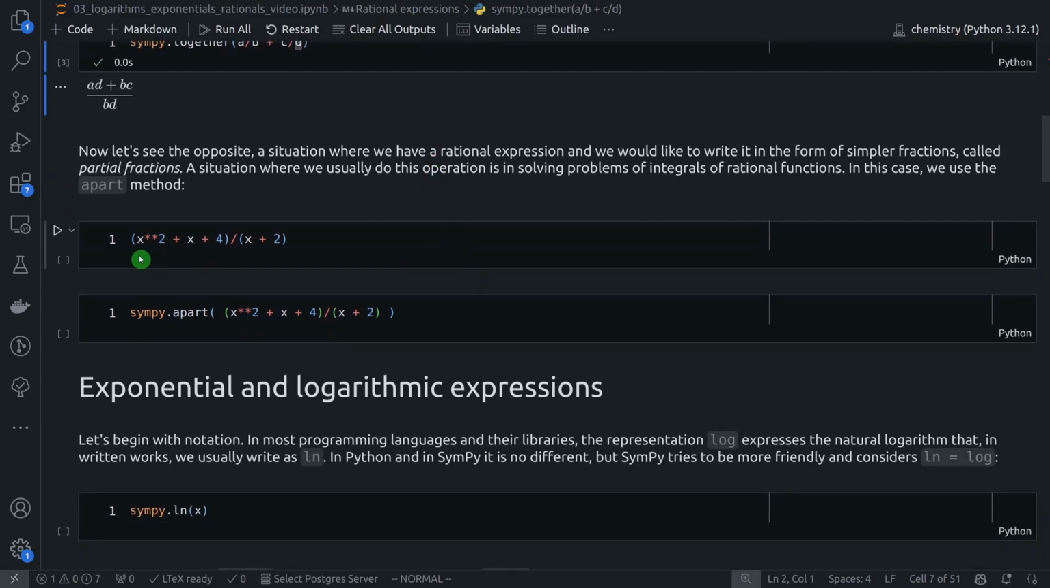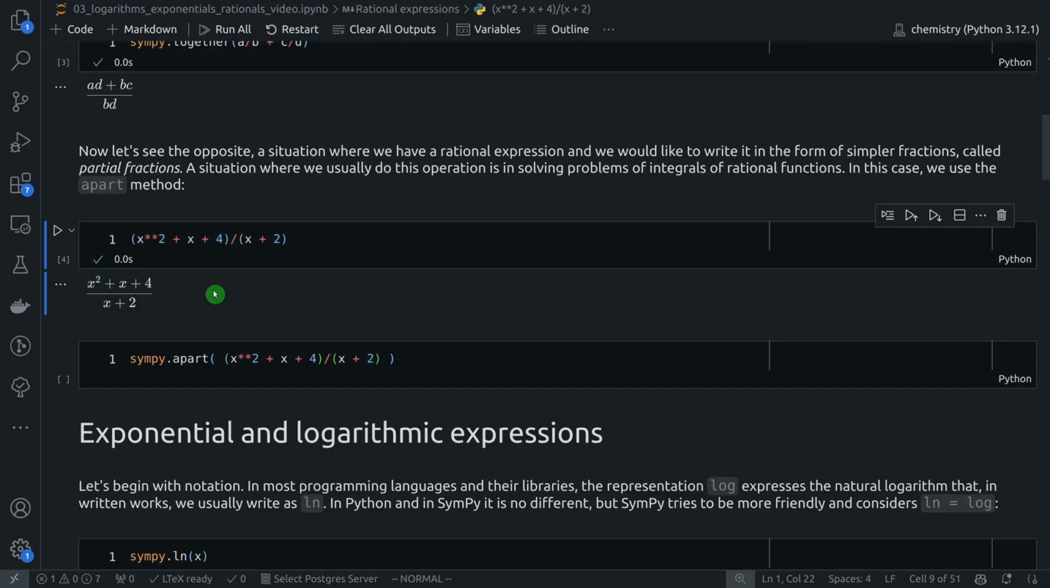What about the opposite? So here we have a rational expression, and I want to write this expression in the form of simpler fractions, okay? What we used to call partial fractions. And this is something that we use a lot when you are doing integration of rational functions, okay? So let's run this cell.